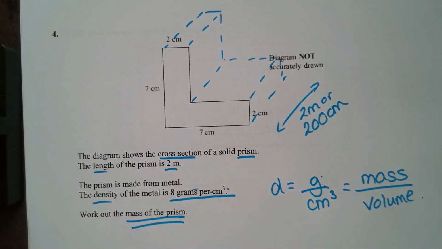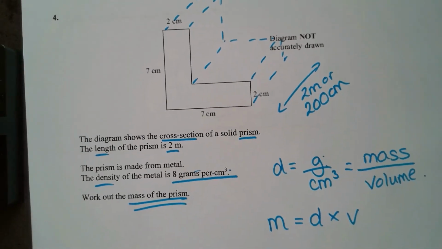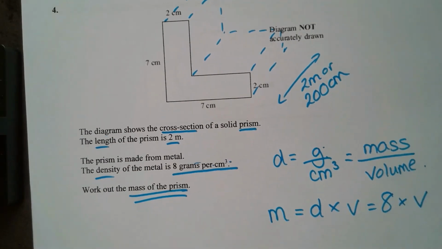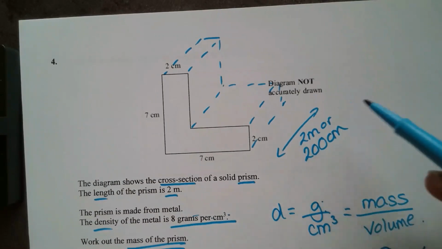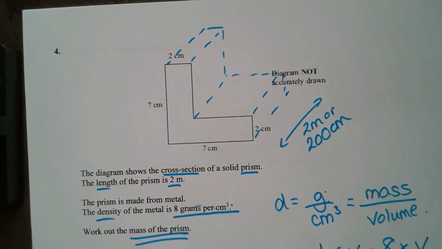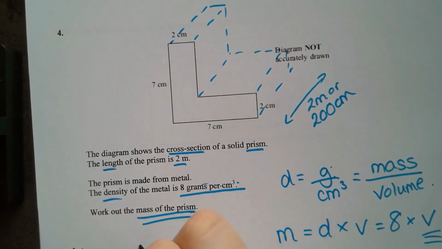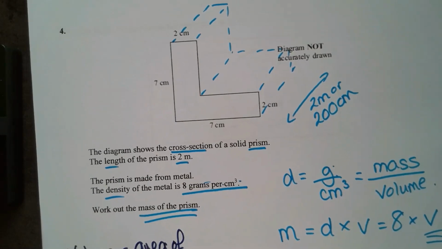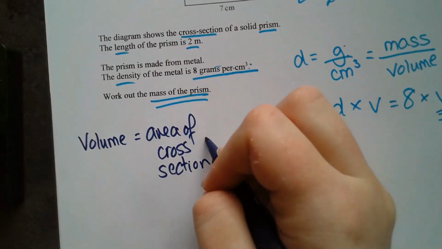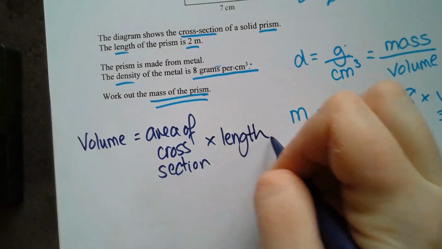I want to find the mass, so I'm going to rearrange this formula by multiplying up by volume. So I get that mass is the density multiplied by the volume. We know the density already. We don't know the volume, but we can work it out from all of this information. To find the volume of that prism, I need to do the area of the cross section times by the depth, or the length in this case as they're calling it.